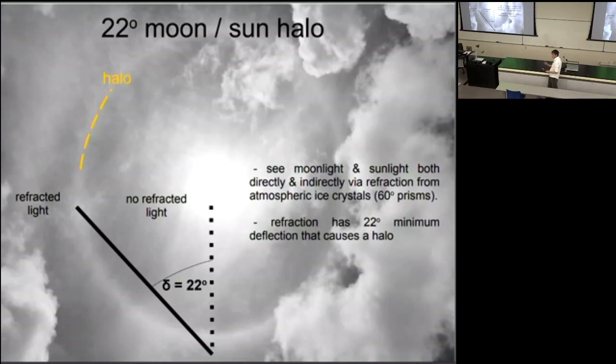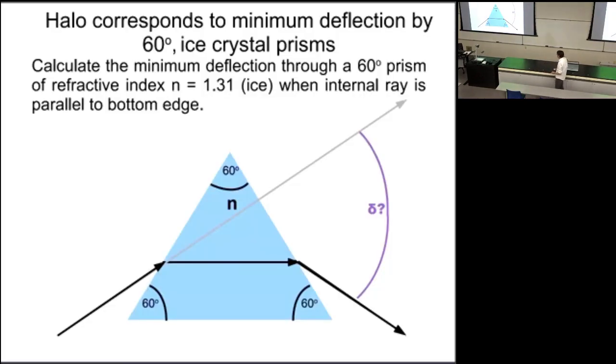Inside the halo, you don't see any of this refracted light off the crystals. Outside the halo, you do see refracted light. And what you're noticing is the halo is this sort of boundary between where you see refracted light and where you don't. The angle of the halo is 22 degrees in the sky. It's always 22 degrees when you look at the sun, or the moon. So it's always 22 degrees, and this is explained by the law of refraction. So it's a simple, natural application of the law of refraction. Let's see how that works.